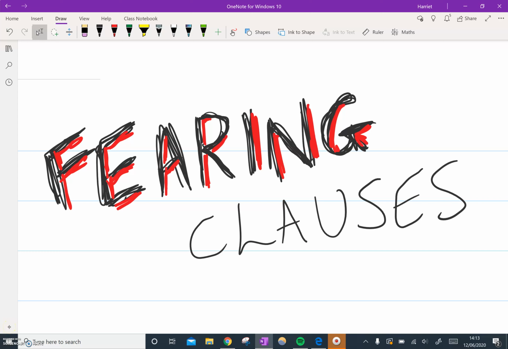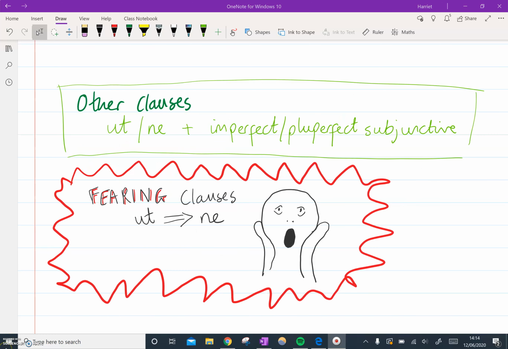Hi boys, so this is the last subjunctive clause that we're going to meet for GCSE and it's called a fearing clause. It's very straightforward. It uses the same subjunctives that we've already met. In fact, it only uses the imperfect subjunctive and it's set out in a very similar way, just with one exception. And this is the exception.